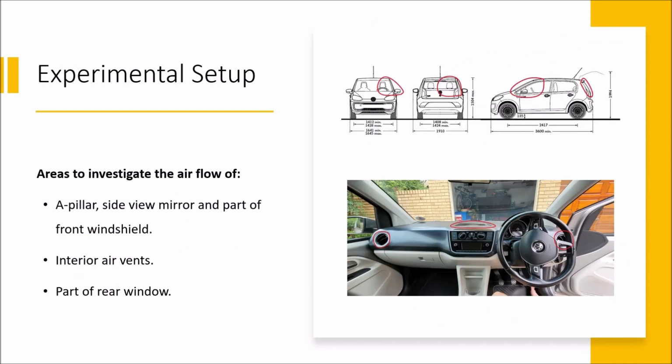The areas that needed to be investigated on one side at the front of the vehicle are the A-pillar, side view mirror, and parts of the front windshield. In the interior of the vehicle, the airflow through the air vents needs to be investigated. And lastly, at the rear of the vehicle, the flow over the rear window needs to be investigated as well. These areas can be encircled in red in the photos to the right.